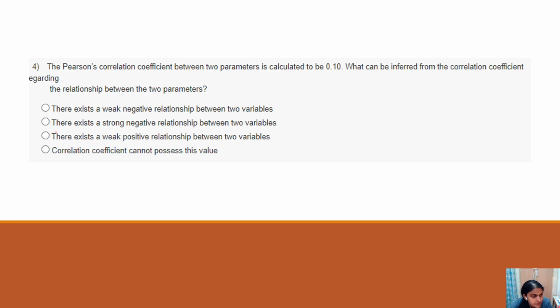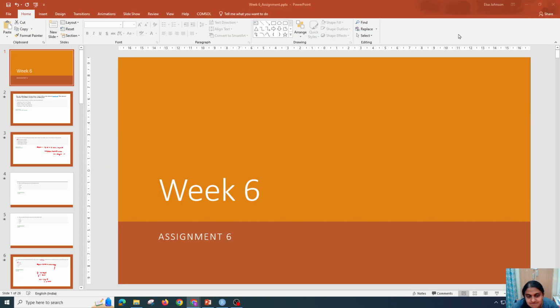So here it was just 0.10. It's positive, and from this you can see that it's positive and close to 0. So I think yes, I have got an answer. C. There is a weak positive relationship between the two variables. That's right.